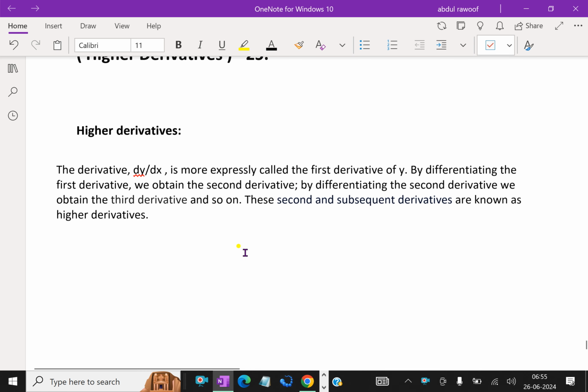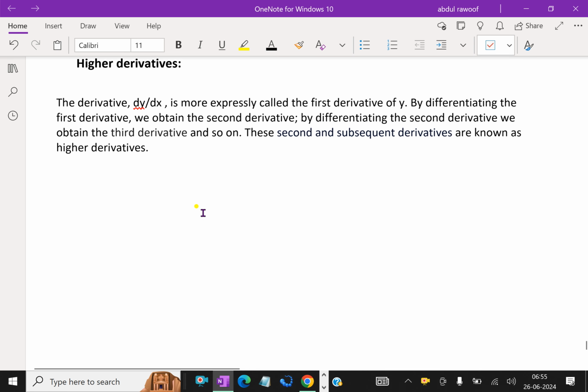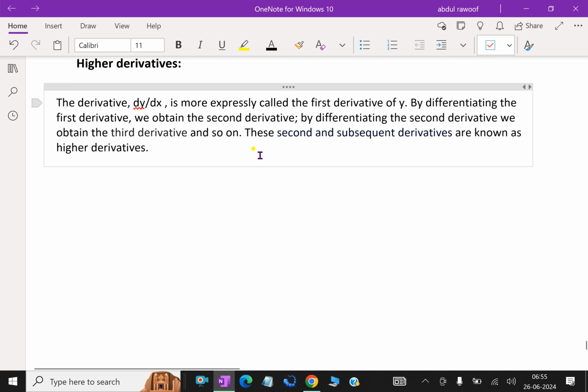In mathematical formulae and their explanation, let us discuss the formula for higher derivatives. What are higher derivatives? The derivative dy by dx is more expressly called the first derivative of y. By differentiating the first derivative, we obtain the second derivative. By differentiating the second derivative, we obtain the third derivative, and so on. These second and subsequent derivatives are also known as higher derivatives.